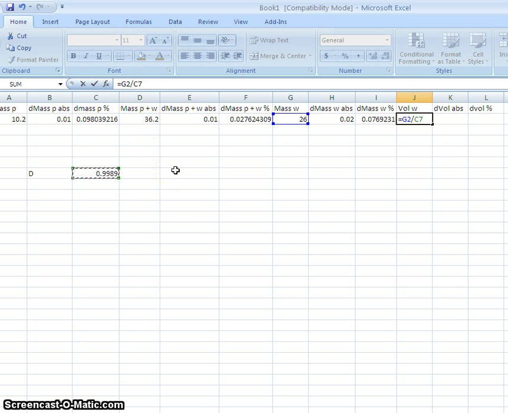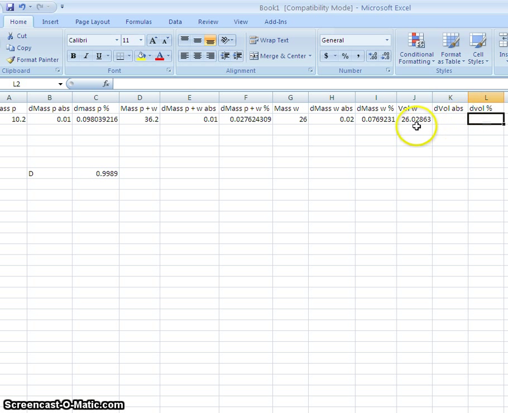I could manually type those in, or I can press the F4 key. I'm going to do that right now. And now notice that those dollar signs are in there on the C and the 7. And I'll hit enter. Okay, so to get this value, I actually did some division. So I'm not going to be able to get the absolute uncertainty right away. I can do the percentage though.